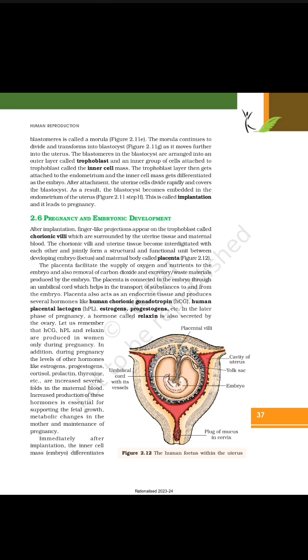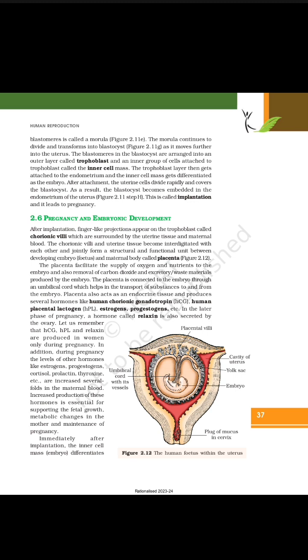Pregnancy and embryonic development. After implantation, finger-like projections appear on the trophoblast called chorionic villi, which are surrounded by the uterine tissue and the maternal blood. The chorionic villi and the uterine tissue become interdigitated with each other and jointly form a structural and functional unit between the developing embryo, fetus, and maternal body called placenta. The placenta facilitates the supply of oxygen and nutrients to the embryo and also removal of carbon dioxide and excretory waste material produced by the embryo.